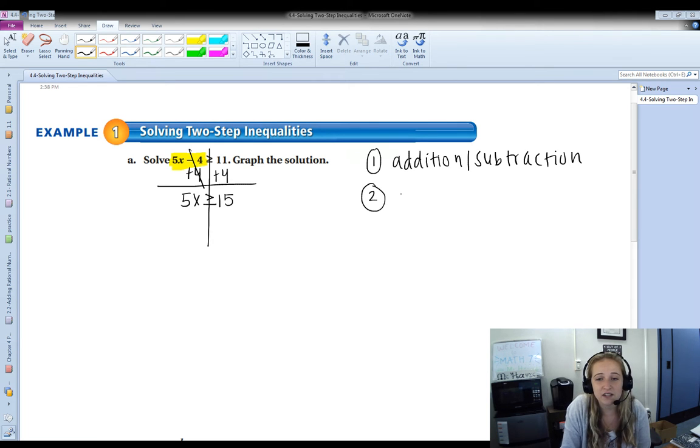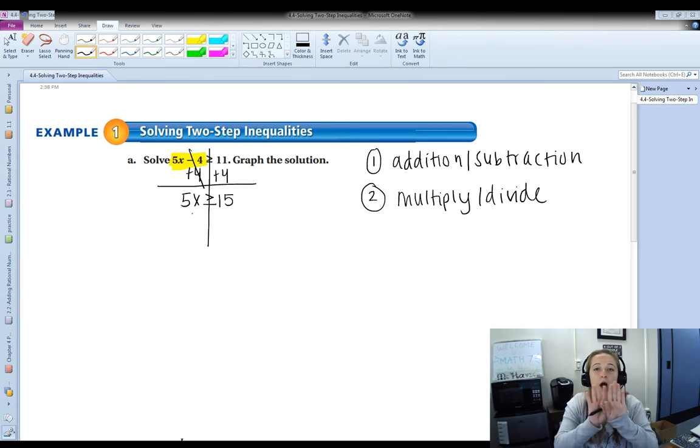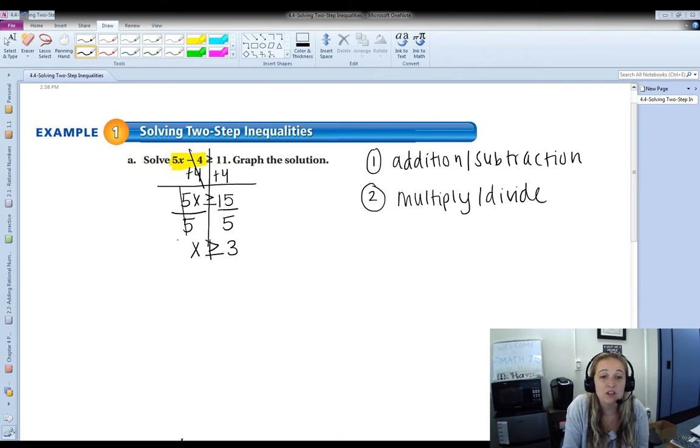Okay, the second thing you're going to do is the multiply/divide step. So you're going to deal with everything that's attached to the variable, same as our chapter 3 rules for solving two-step equations. I see that the 5 and the x are attached. What operation is attaching the 5 and the x? Hopefully you said multiplication. So since it's multiplication, in order to cancel them out, we need to divide by 5. Because 5 divided by 5 is 1, that's just going to leave me with 1x. All right, so then we have x is greater than or equal to 15 divided by 5, which is a positive 3. So that is my solution.